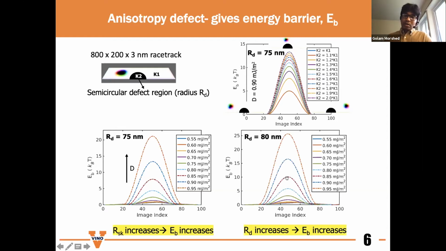We also vary the geometry of the material, like the defect radius, and find that as the radius of the defect increases, it also gives a higher energy barrier for the same size of skyrmion. It is kind of obvious: when the defect size increases, it leaves less space over the defect. So the space over the defect is decreasing, and it is even harder for the skyrmion to pass through that region.